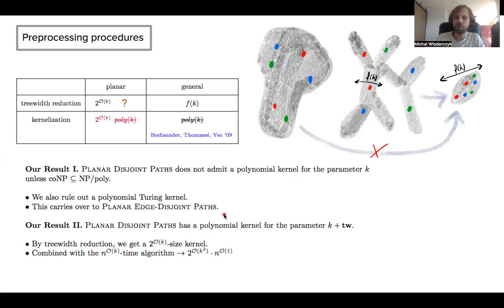And the last consequence is maybe most surprising, because we know that we cannot compress the input to be of size poly k, but we could do this when the treewidth is small. So as a direct consequence of that, we get that it is not possible to reduce treewidth to be polynomial. And yeah, so right now the preprocessing complexity for planar disjoint paths is fully deciphered.